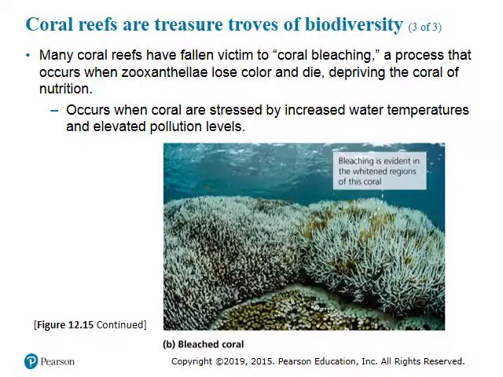Now, many coral reefs have fallen victim to what's called coral bleaching. This is a process that occurs when zooxanthellae lose color and die, and this deprives the coral of nutrition. This happens when coral is stressed by increasing water temperatures and elevated pollution. Bleaching is evident by these whitened regions of the coral.